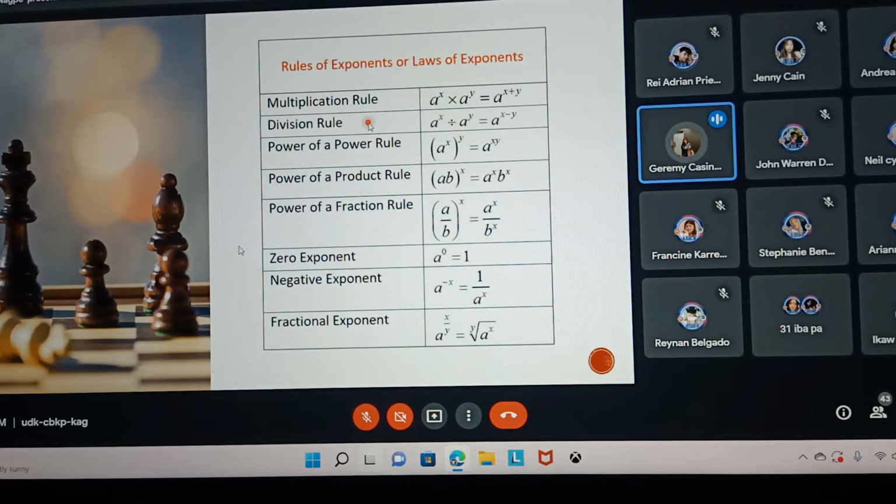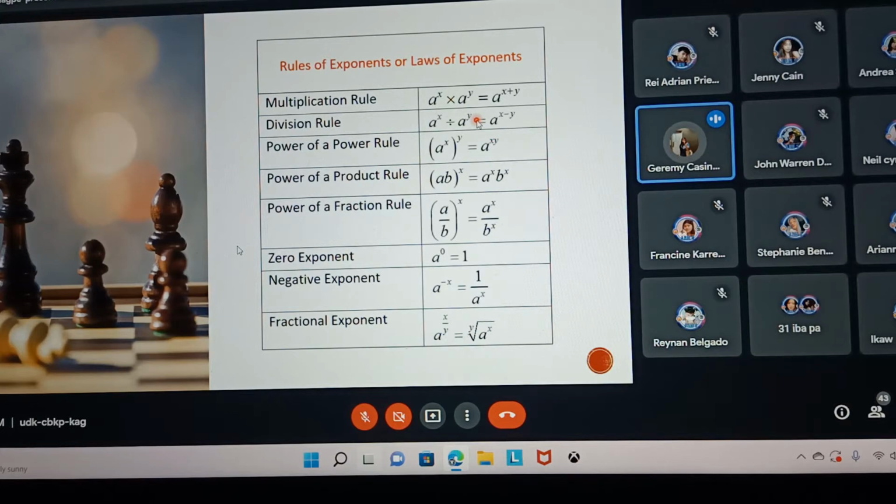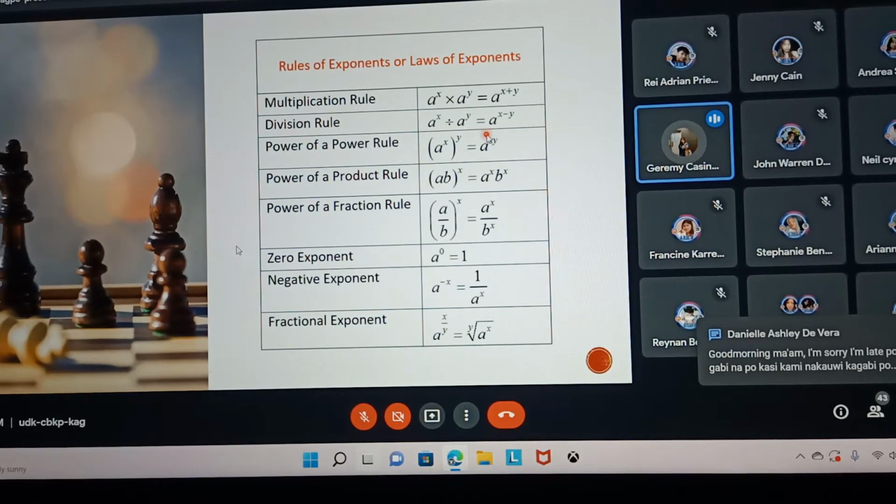Next, how about yung division rule? So we have here the given example, a raised to x divided by a raised to y. Kanina, kapag tayo nag-multiply ng exponent, pinag-add natin. Well, dito naman sa division, kapag mag-divide tayo ng exponent, isasubtract natin. Multiplication, i-add ang exponent. Division, isasubtract yung exponent. You have here a raised to x divided by a raised to y, that is equal to a raised to x minus y.